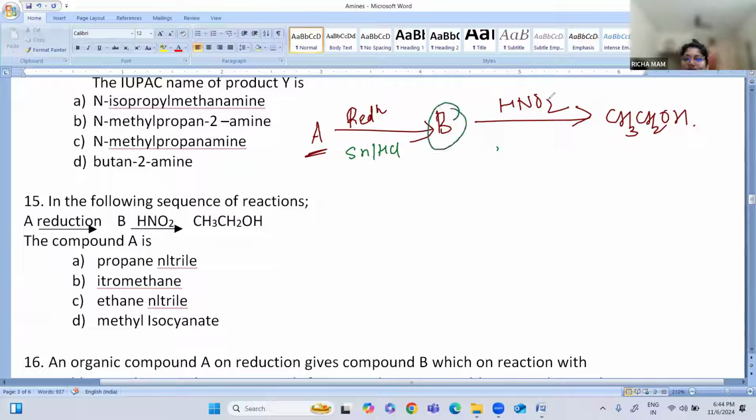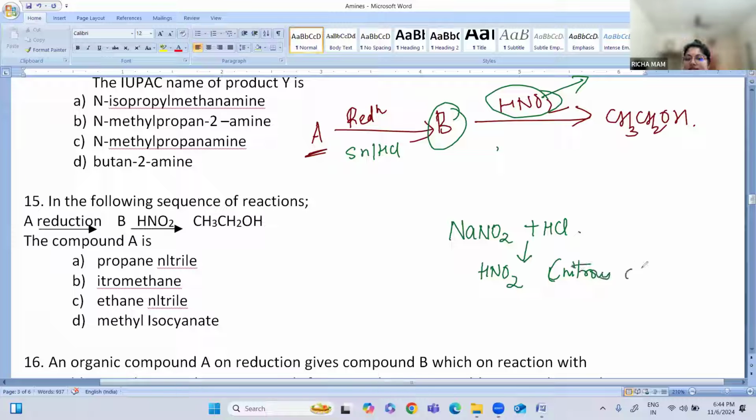So here, HNO2. What is the role of this HNO2? When NaNO2, your sodium nitrite, reacts with HCl, what is generated? Nitrous acid. This is called nitrous acid. So this is used for diazotization.